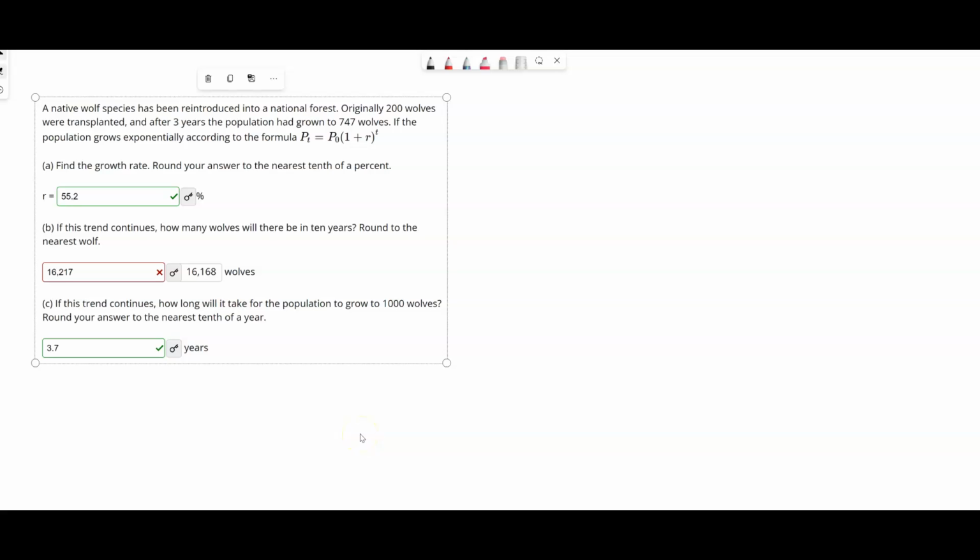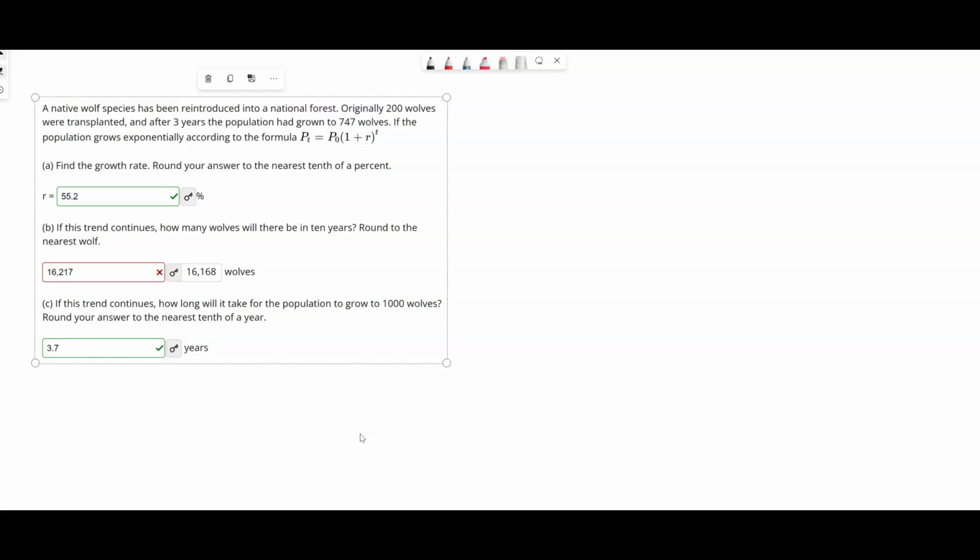All right, let's take a look at a problem. This is an exponential growth question from our quantitative reasoning Math 1030 or 1035 course. Originally 200 wolves were transplanted, and after 3 years the population had grown to 747 wolves. If the population grows exponentially according to this specific formula, we answer the following questions.